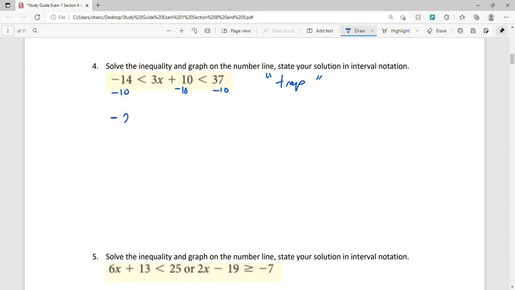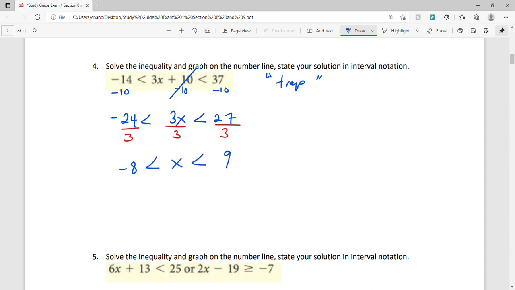This gives me negative 24 is less than 3x, which stays in the middle, less than 37 minus 10 is 27. Now I could divide all three sides by 3. And this simplifies as negative 8 is less than x, and that's less than 9.